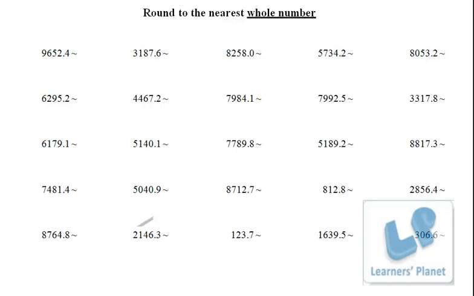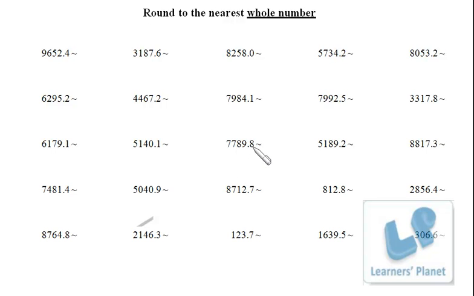Now this is the sheet that you have to try. Copy the numbers one by one and write down the correct answer. You have to round to the nearest whole numbers. I just do one or two for you and the remaining ones you have to try. Here there are 25 questions, 5 in each line. One or two I am doing for you.